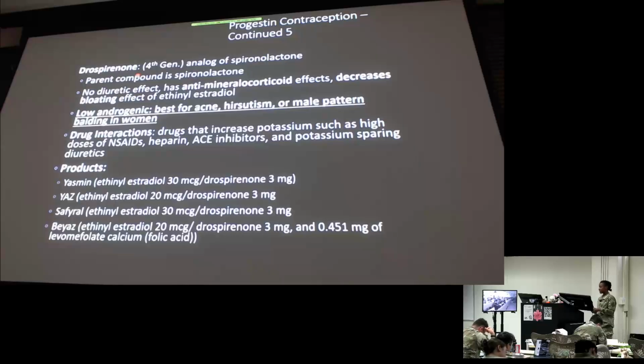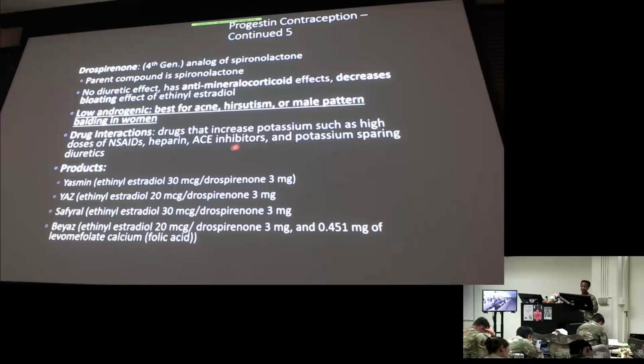Your interactions, because it can potentially increase potassium because it's an anti-mineralocorticoid drug, it has those effects. What you can see is an increase, again, in that happening with other drugs that do the same thing, that increase potassium. So I have NSAIDs, heparin, ACE inhibitors, potassium-sparing diuretics. A lot of these you're going to talk about in the third block. But when I look at these medications, they all can potentially increase the level of potassium as well. So now I have additive effects.